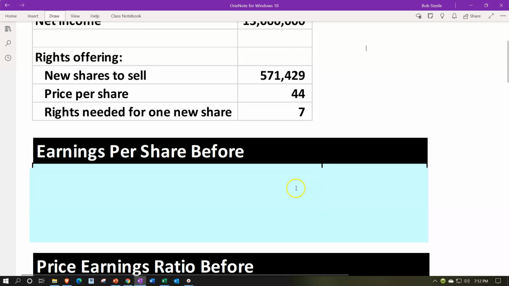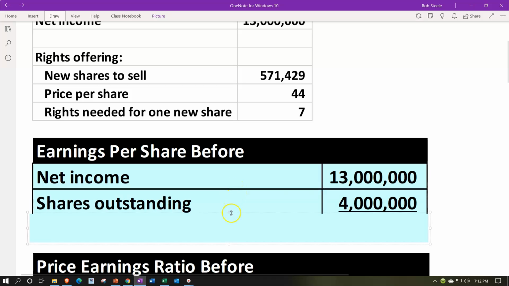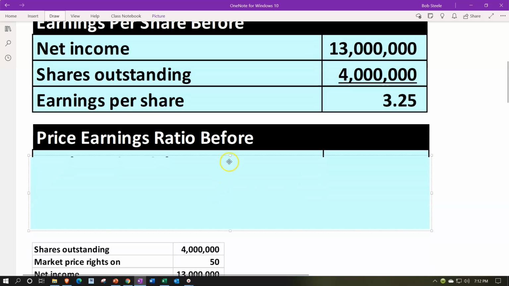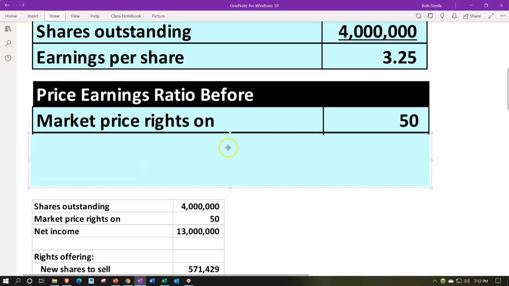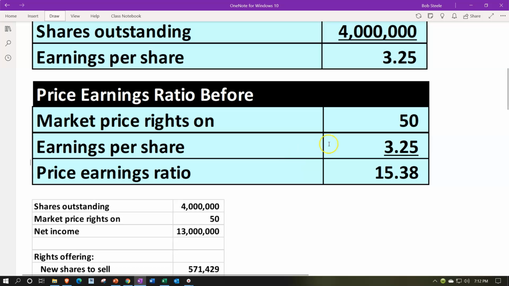So what's going to be the earnings per share? Let's calculate the earnings per share before this whole thing took place, before the rights offering. We have the net income of 13 million and the shares outstanding of 4 million. So we're going to take the 13 million divided by the 4 million. That gives us 3.25 earnings per share before. Then the price to earnings ratio is simply the price, which was $50 before, divided by the earnings per share of 3.25. 50 divided by 3.25 gives us 15.38.